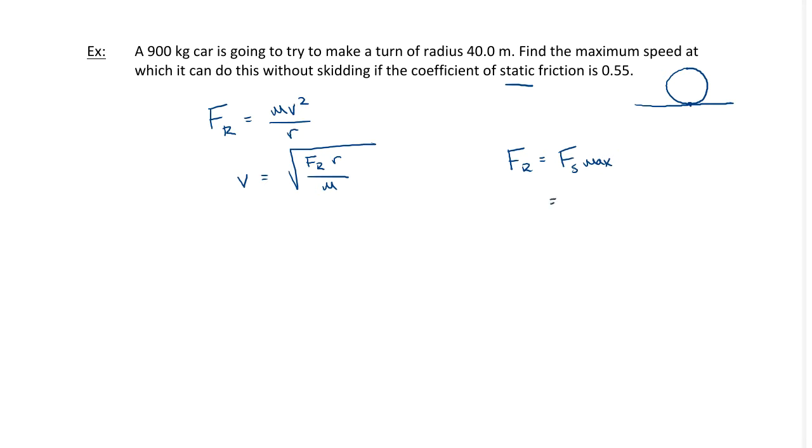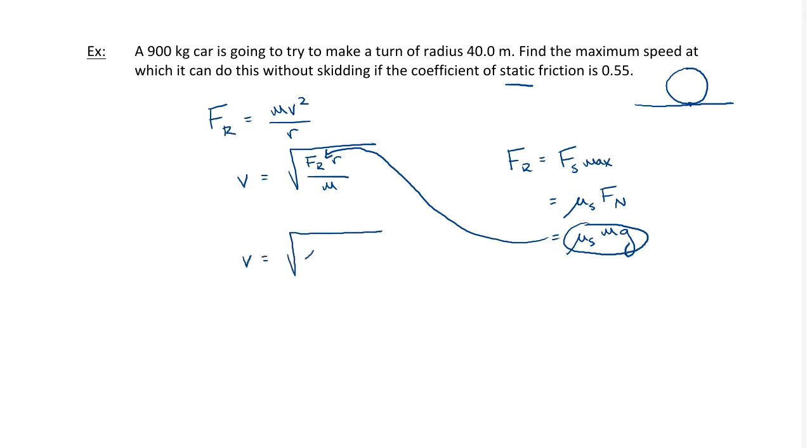And Fs max is equal to the coefficient of static friction multiplied by the normal force. And the normal force, because this is an object moving on a flat plane, on a horizontal surface, is equal to mg. So now we take our maximal centripetal force and plug it in there. So the maximal speed will happen when we get the maximal centripetal force, and that's equal to coefficient of static friction times m times g times r divided by m. And notice that masses actually cancel, and so the 900 kilograms is not important to the question, and we'd get the same solution no matter what the mass of the car was.